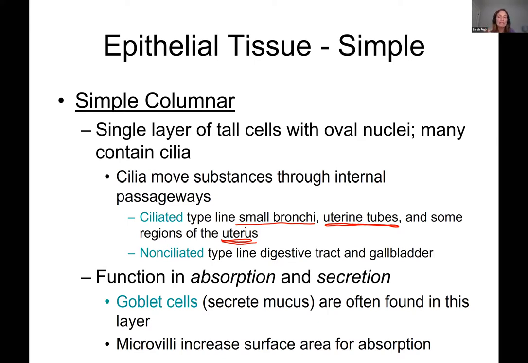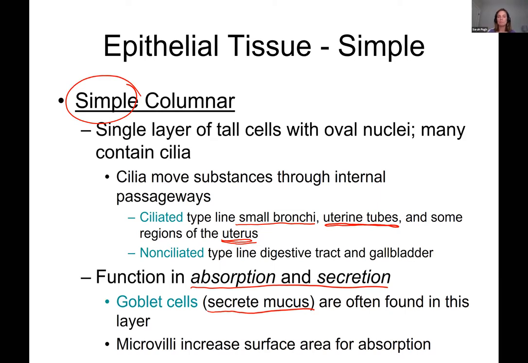So cilia is really tiny, it's microscopic. It's not going to do a good job of moving big stuff like food, but it can do a good job of moving things like cells, like the egg through a fallopian tube, or even propelling mucus lining a respiratory tract. Again, it's still simple, so the function is still absorption, secretion, filtration. One type of cell that we'll find a lot of times if we're looking at ciliated versions of this tissue is a goblet cell. We'll talk way more about this cell in the next chapter, but this is a cell that makes mucus. It secretes mucus.